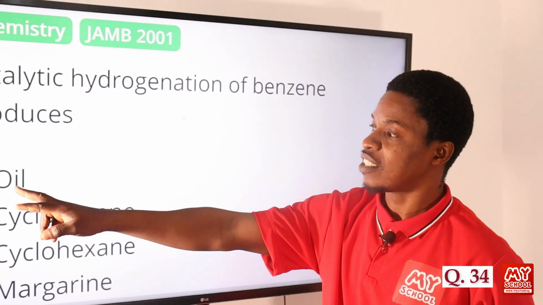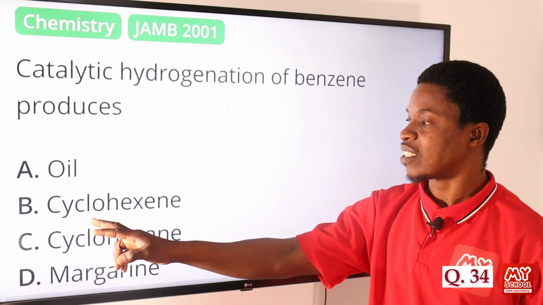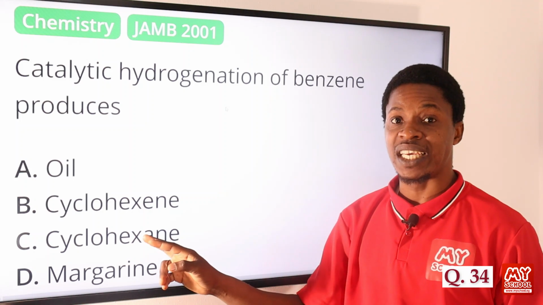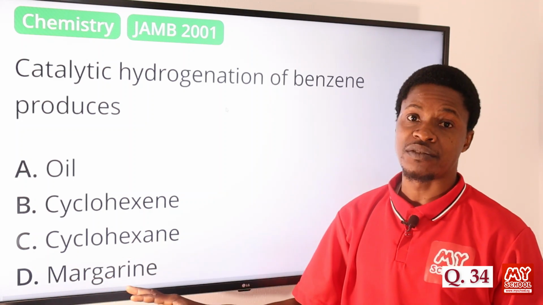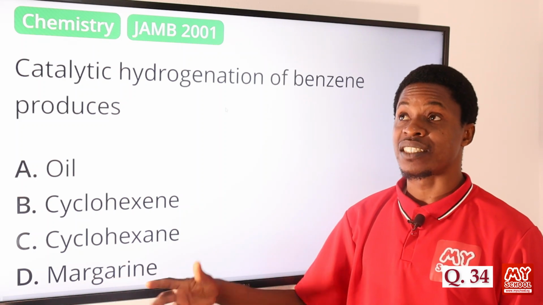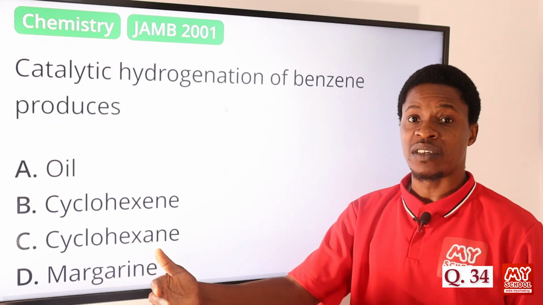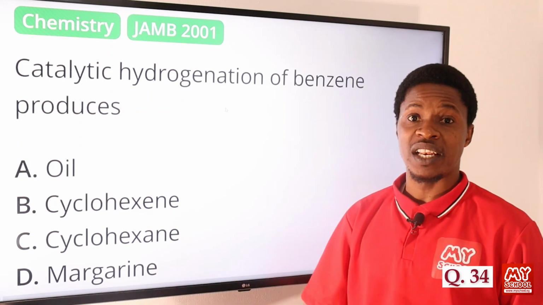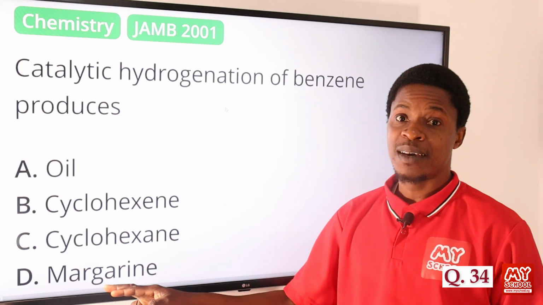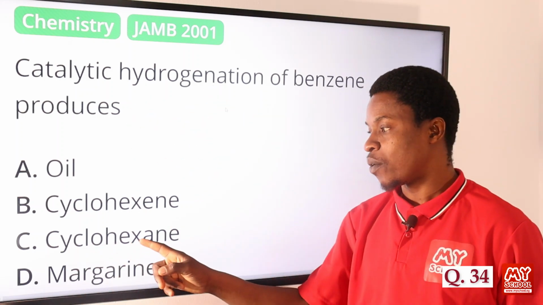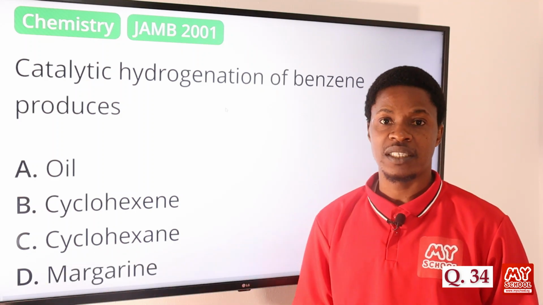Let's move to the screen and see what we have. Option A says it is oil. No. Option B says it is cyclohexane. No. Option C says it is cyclohexane. And option D says it is margarine. It would have been margarine if it were said that the hydrogenation of fat and oil will give us margarine. But the catalytic hydrogenation of benzene is actually cyclohexane, option C.